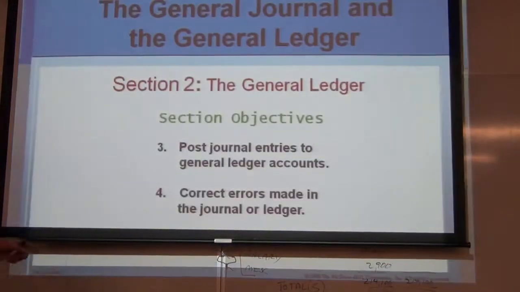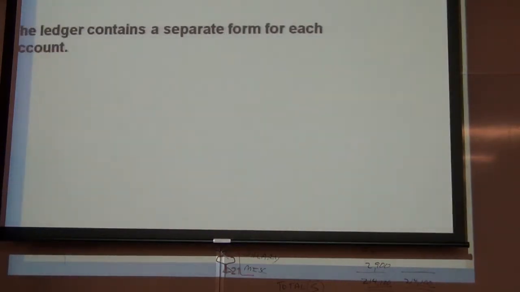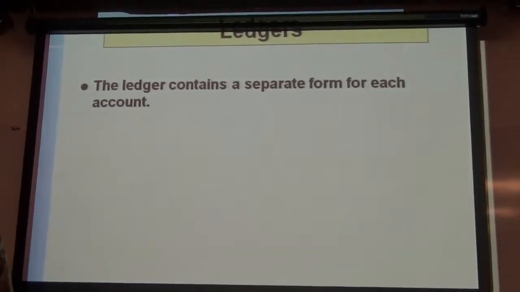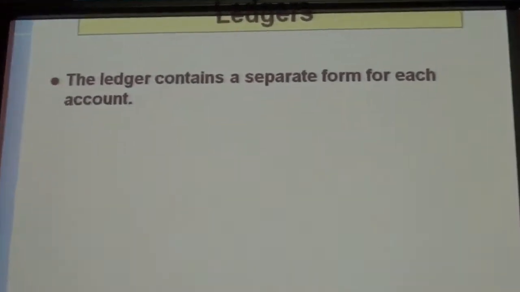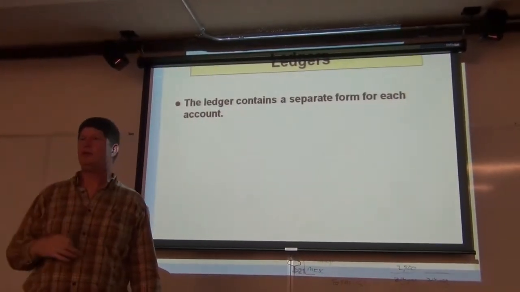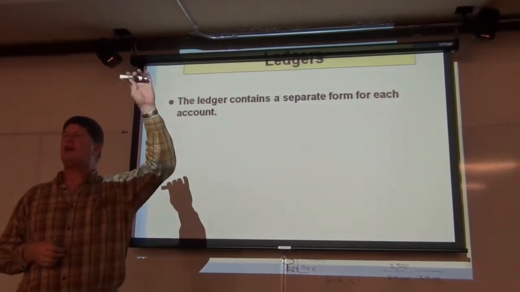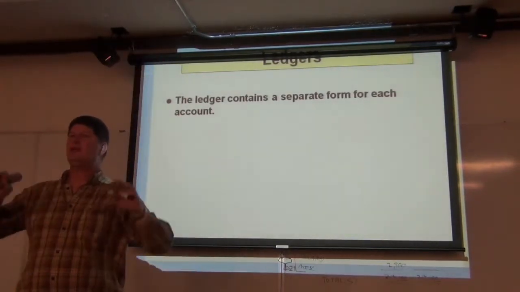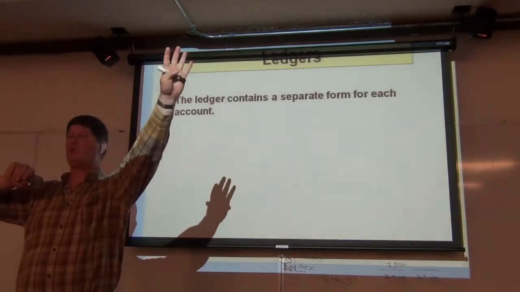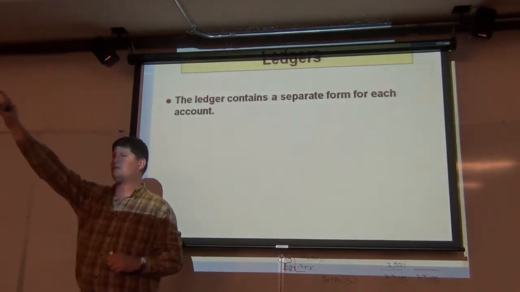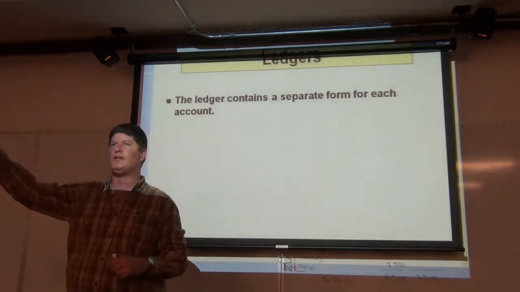So we're going to post those transactions from the general journal into the general ledger. The general ledger is different than the journal, but it's very simple. The journal is date sequential order. The general ledger is account order. So here's one account. It's its own ledger. Here's another account. So you have cash as its own ledger. Accounts receivable is its own ledger. Equipment is its own ledger. Accounts payable is its own ledger.